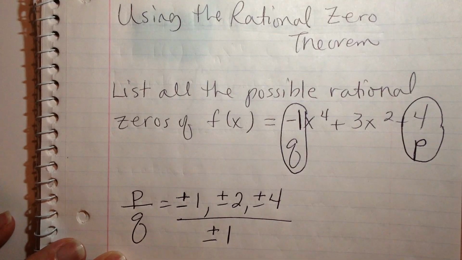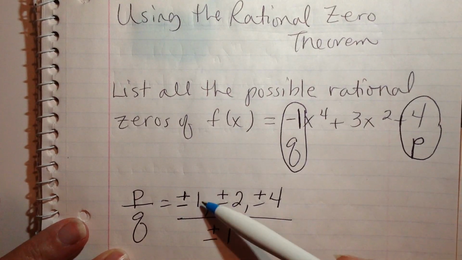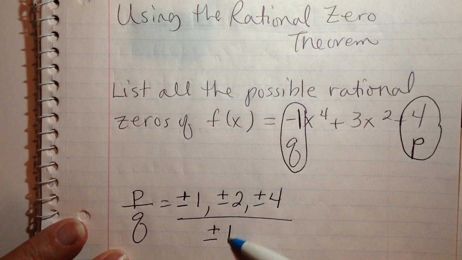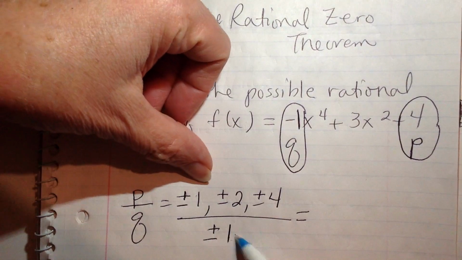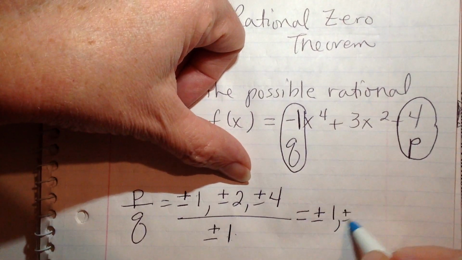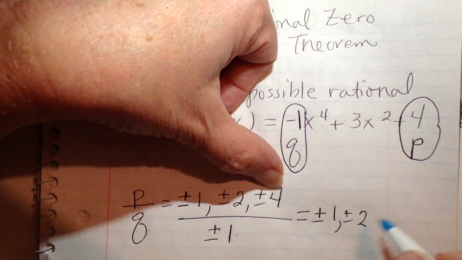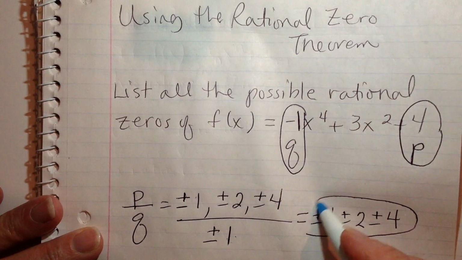So to actually find all of the possible rational zeros, you will divide every p by every q. If we divide 1 by 1, I still get plus or minus 1. 2 divided by 1, plus or minus 2. And 4 divided by 1, plus or minus 4. There are all of your answers.